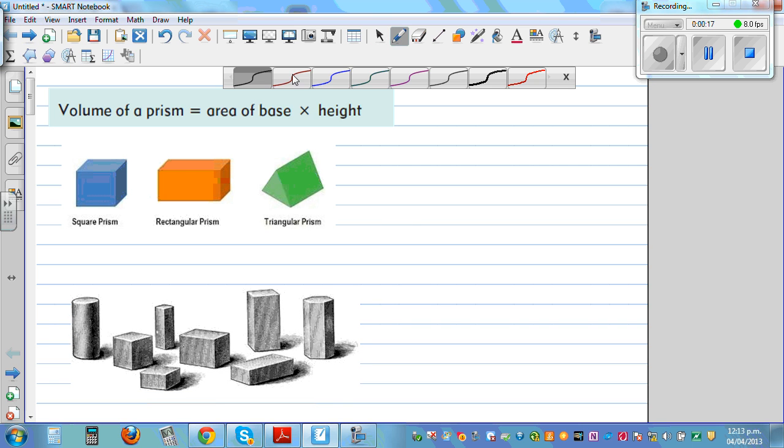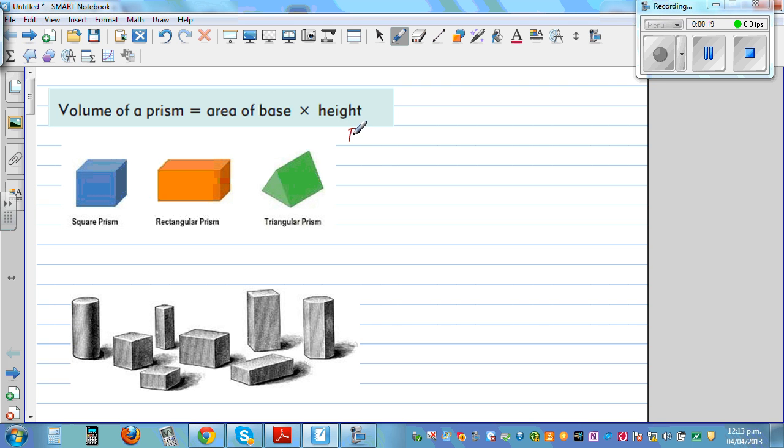Okay, so let me write the definition. It's a prism. This is a very simple definition. Prism is a solid, any solid, having cross section of equal area. Cross section, I'll explain this, cross section of equal area.